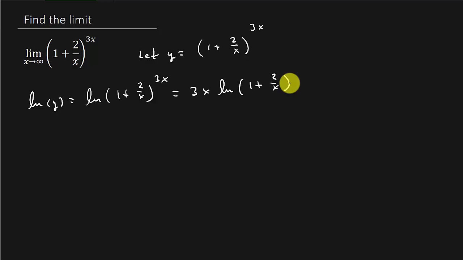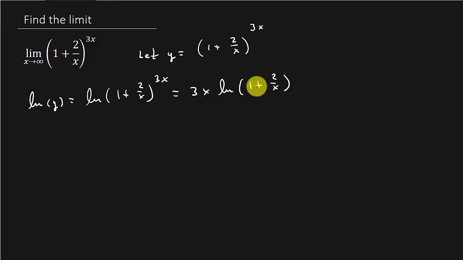Now, what do we have here? The goal is that we want to end up taking the limit of the natural log of y as x goes to infinity. So you can see if I take this limit as x goes to infinity, I would get infinity times 0, right? Because the natural log of 1 is 0. So we can't do infinity times 0.